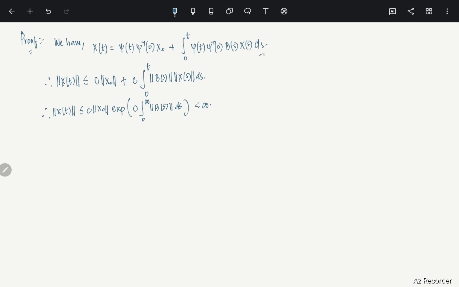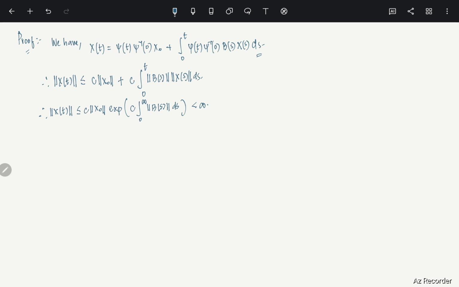Once you write this part, in the other part, what we did individually, we showed that the fundamental matrix and the inverse of the fundamental matrix norms are bounded. Here, it is given that phi t times phi inverse of 0 is bounded. So we just use that bound. Nothing doing here. Clear? So it's very trivial. I mean, it's not very difficult actually.